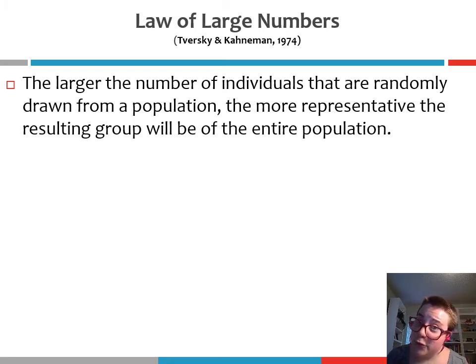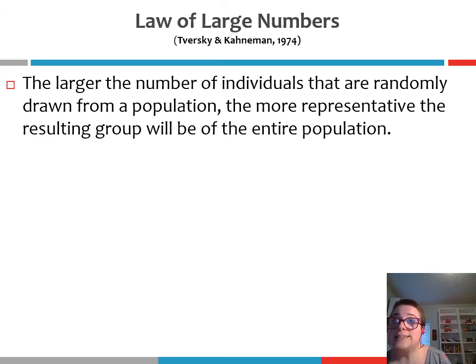And the inverse is also true. So as the number of individuals that you randomly draw from the population decreases, or as your sample gets smaller, it's going to be less representative of the entire population, right? So thus, in the hospital problem, it's more likely that the percentage of boys born on any given day will be near 50% in the large hospital and further away from 50% in the small hospital.